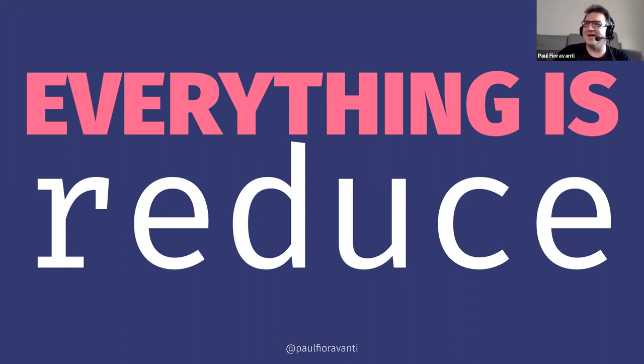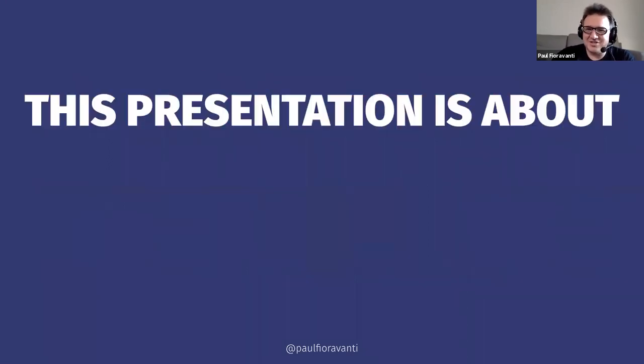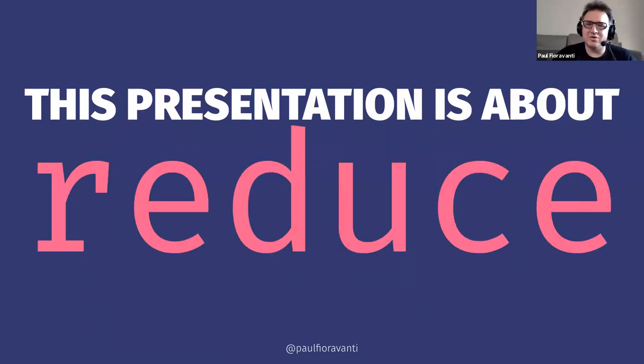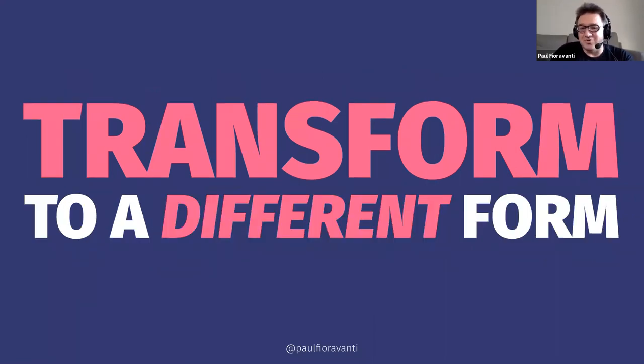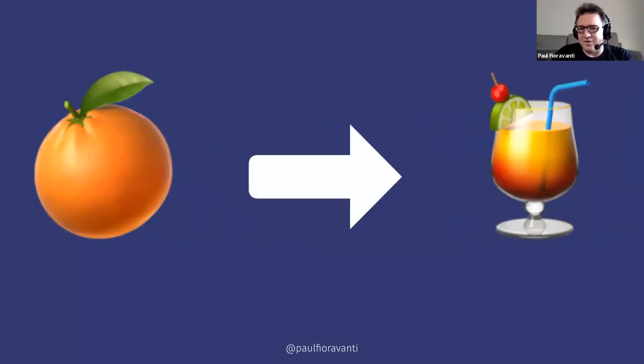Okay, so cool. Hi there, everyone. I'm Paul. I'm a principal consultant at Alembic, newly muted. And this presentation is about a single little function in Elixir called reduce. And by reduce, I mean to change or transform something to a different form or to a more basic form, like when an orange is reduced to a pulp. It was a solid that you could eat previously, but now it's a liquid that you can drink.